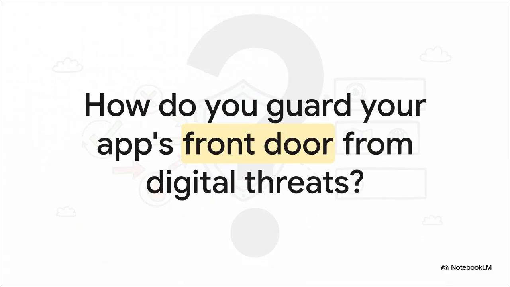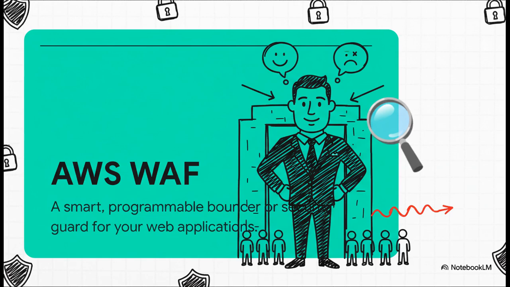So think about it. If you run any kind of popular website or online service, you have a front door. And that front door is constantly getting hammered by, well, all sorts of traffic you don't want. Bots, scrapers, attackers, you name it. So the big question is, how do you actually guard that door against all these digital threats? And that right there is where AWS WAF comes into play.